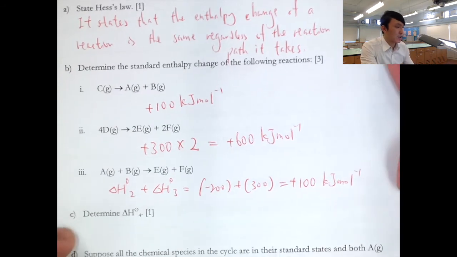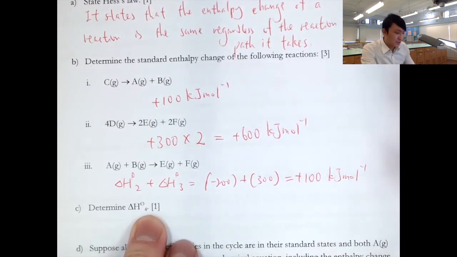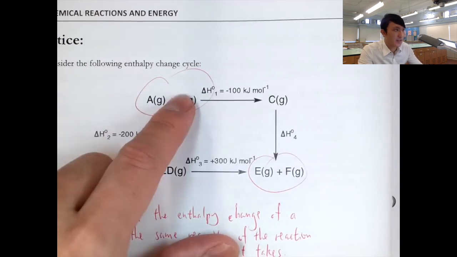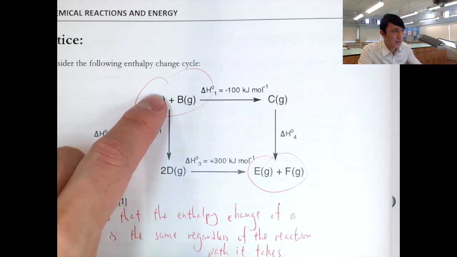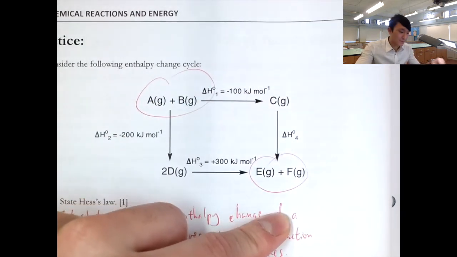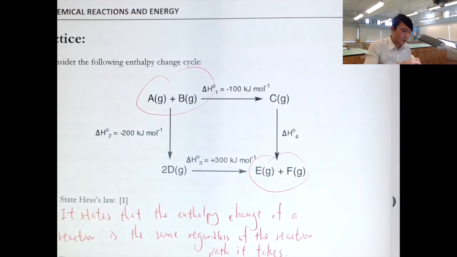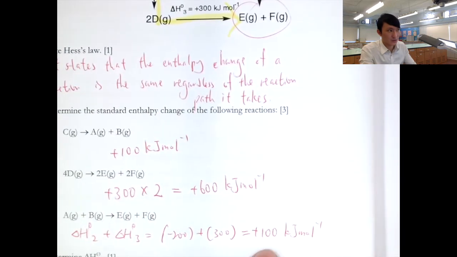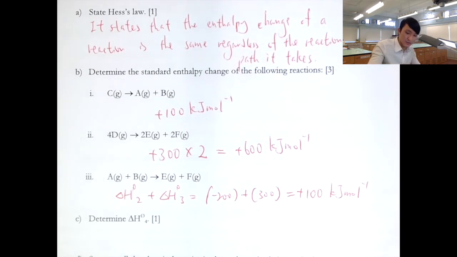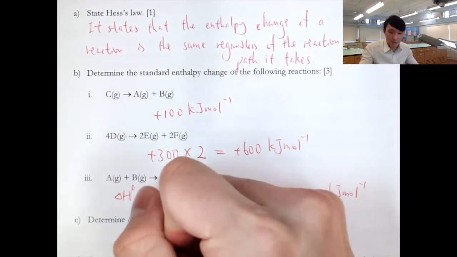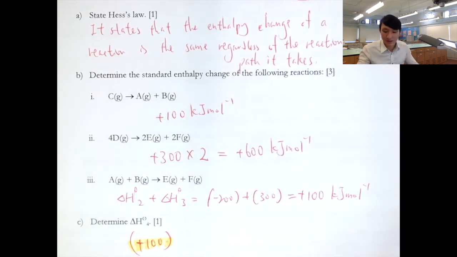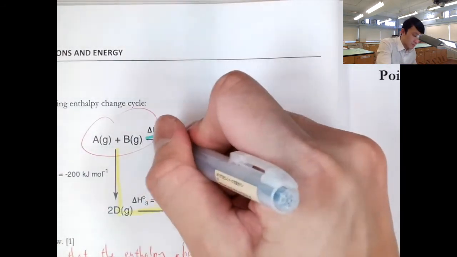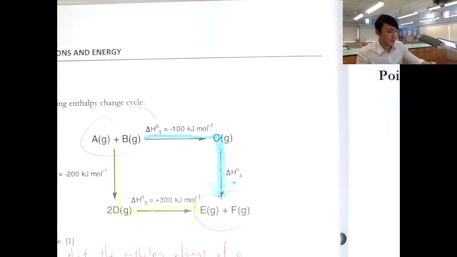Then part C, determine delta H naught 4. Okay? So determine delta H naught 4. If you want to find this one, you can make use of Hess's law. So A reacts with B to form E and F, and it can be done by following this path or following this path. Okay, it doesn't matter. If it follows this path, this is exactly what we have determined, which is positive 100, right? So positive 100, this is the yellow path, okay? And this yellow path will be equal to the blue path, which is here. Right? Yellow path equals the blue path.